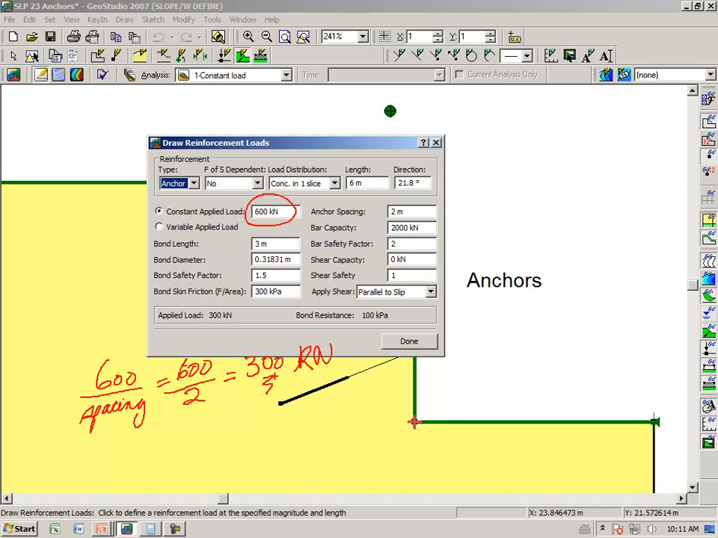Notice that the applied load here is 300 kilonewtons. We have a bond resistance here of 100 kPa or 100 kilonewtons per meter. This will be used to show the length of bond required, but will not be used at this stage in the factor of safety calculations. We're going to come back to this in just a bit.